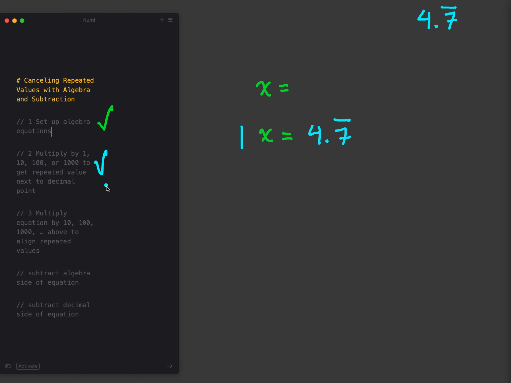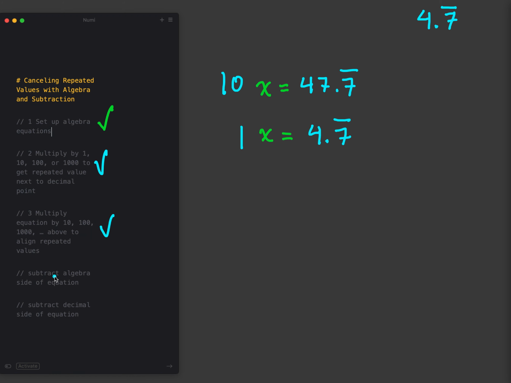Okay, so we've done this. And then it says multiply each equation by 10, 100, or 1000 above to align repeated values. And so in this case, we're just going to multiply by 10. And so if I do that, I'm going to multiply by 10. And when I multiply 4.7 times 10, I end up getting 47.7 repeating. Okay, so we've multiplied by that.